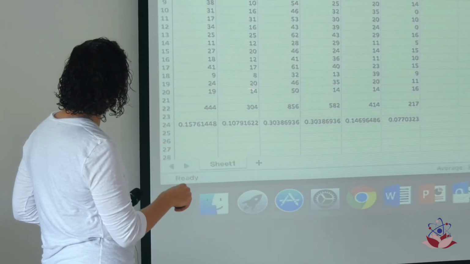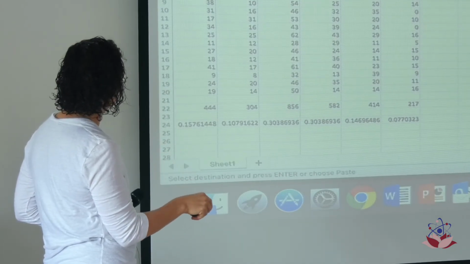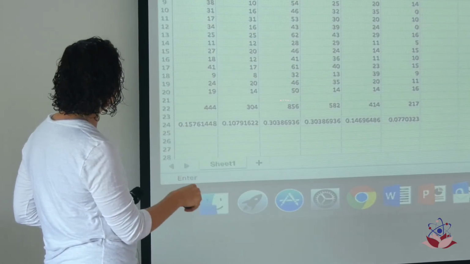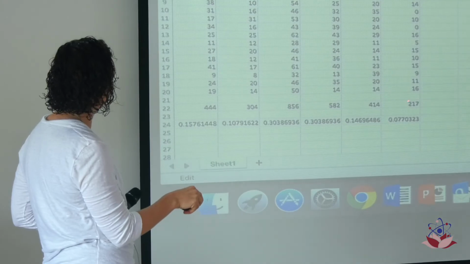All right, so this is the total, the sum of each of the colors. This here is the total number of candies that everybody had all together.